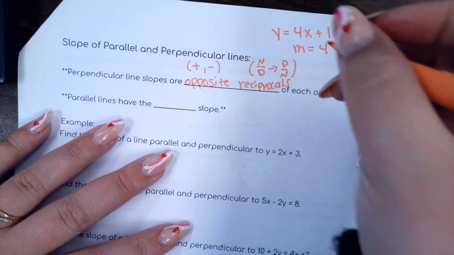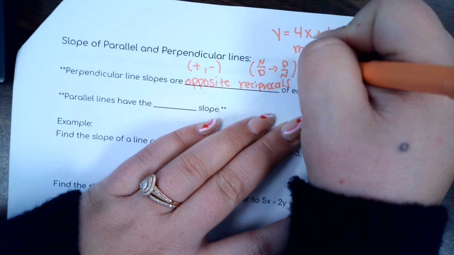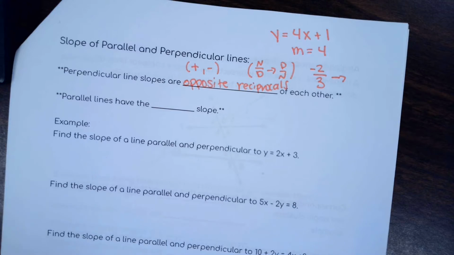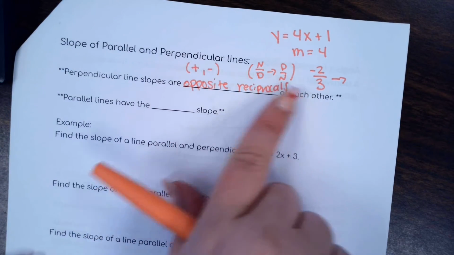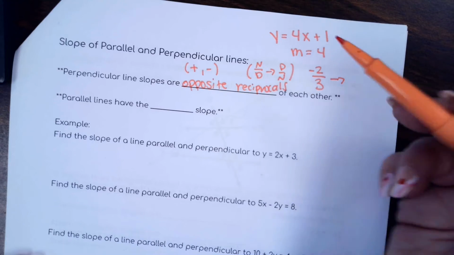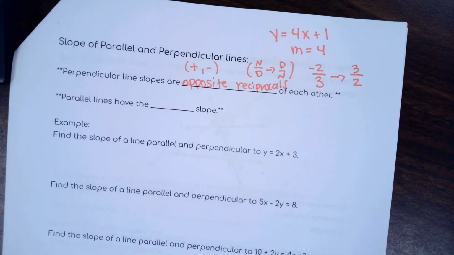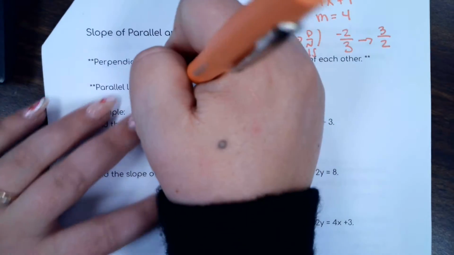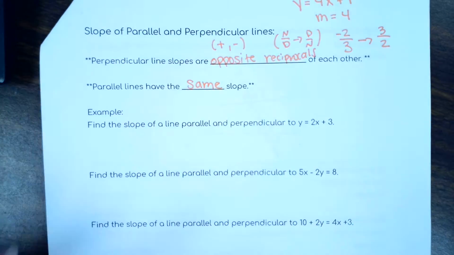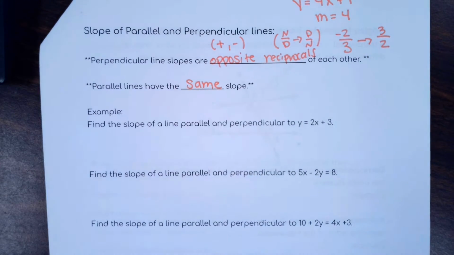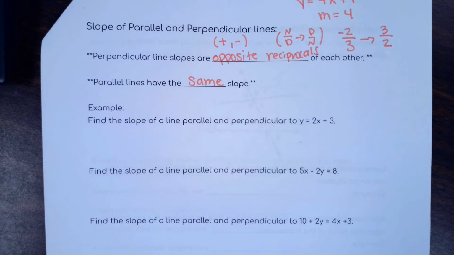So let's look at an example. If I gave you the slope of your line is negative 2/3, and I asked you for the perpendicular slope, first I would know that it's the opposite, so it's going to be positive, and then reciprocal, we just flip these. So it would be positive 3/2. And parallel lines have the same slope. So if we were looking at the same slope here, a parallel line would have a negative 2/3 slope. So parallel is a little easier. Perpendicular, we need to remember opposite, reciprocal.